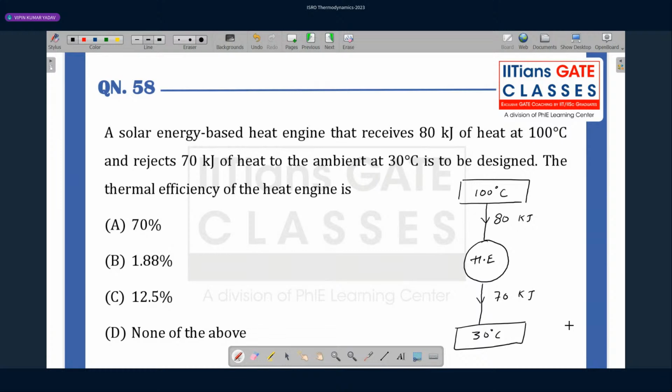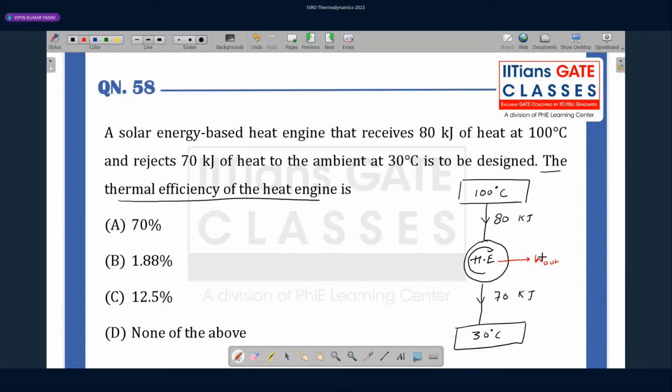They are asking the thermal efficiency of this heat engine. Yes, Shweta, that is correct, 12, that was in kilowatt, but you have to convert that into megawatt. Now, the thermal efficiency of this heat engine you have to calculate. First of all, you have to know it is a heat engine. That means it is a work producing device. It will be producing some work output.